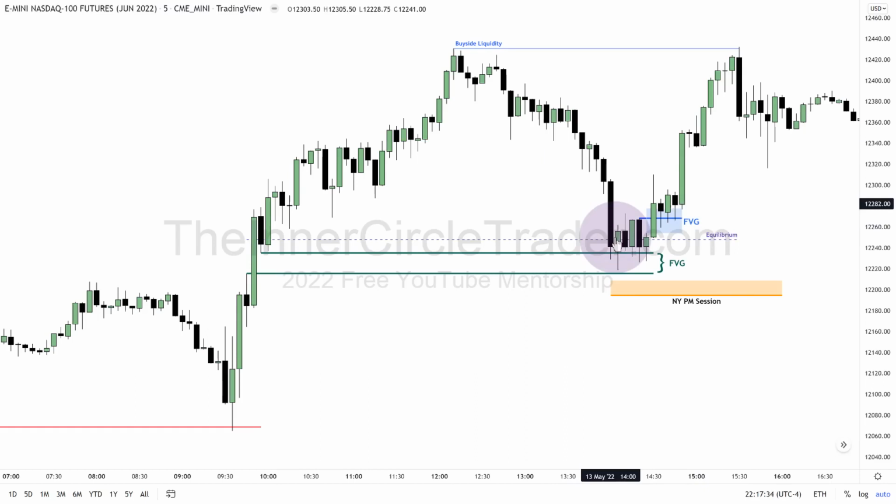The market drops down into equilibrium and then below it into the fair value gap here. This candle's high, this candle's low. That's your imbalance. Fair value gap is here. So the market drops down into it here at 2 o'clock in the afternoon, 2:05, 2:15, 2:20, 2:25, and then displacement.